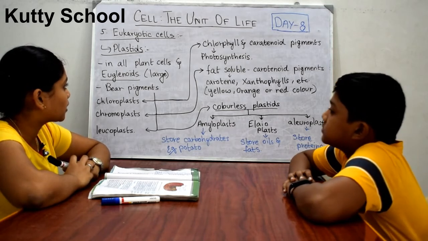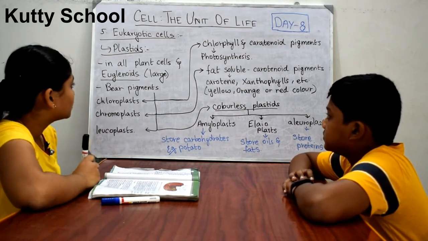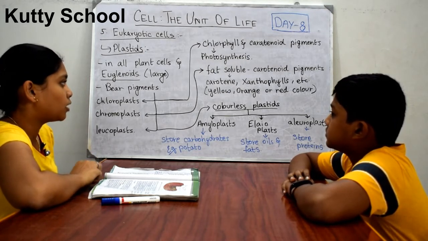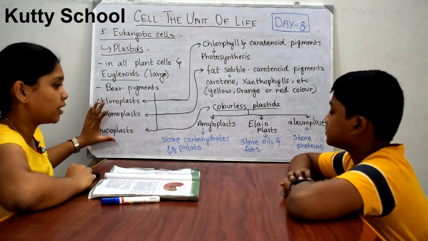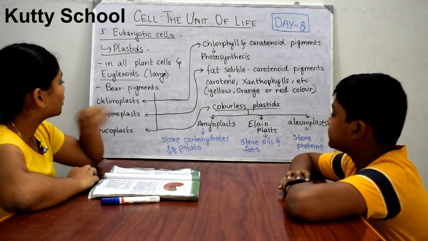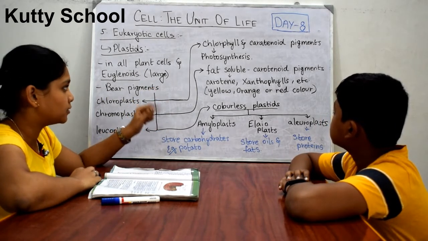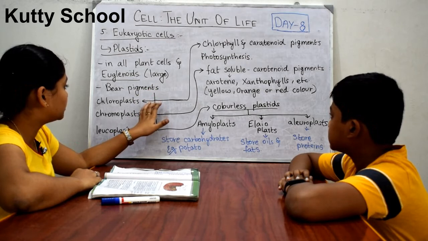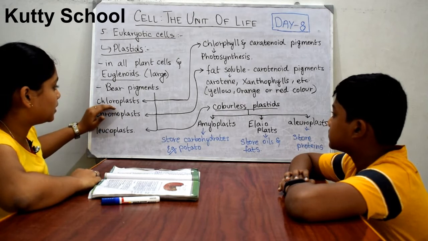These plastids are big in size, so we can see them easily. These plastids bear pigments in them. Based upon what kind of pigment they have, plastids are divided into three types: chloroplasts, chromoplasts and leucoplasts. Chloroplasts contain pigments like chlorophyll and carotenoid pigments, with which the cells perform photosynthesis. We will see chloroplasts in detail.